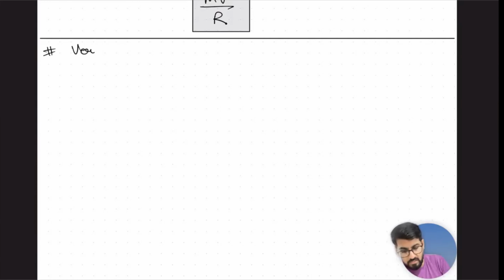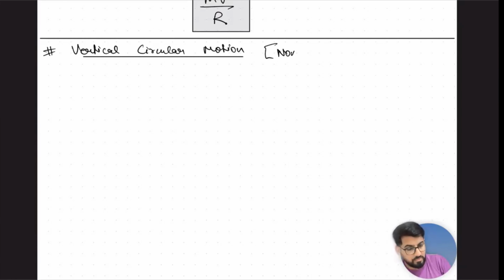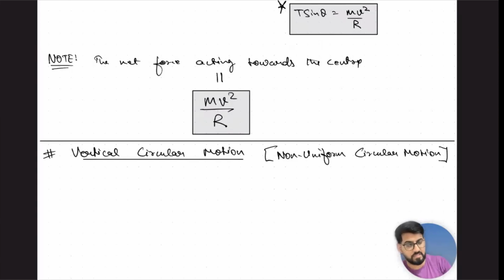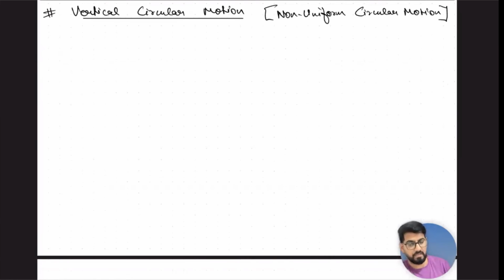So vertical circular motion. This is a type of non-uniform circular motion. I will let you know why. Till now, whatever we have discussed is all uniform circular motion. Now, this is a vertical circular motion. What do you mean by vertical circular motion? In a vertical plane, the object is moving.